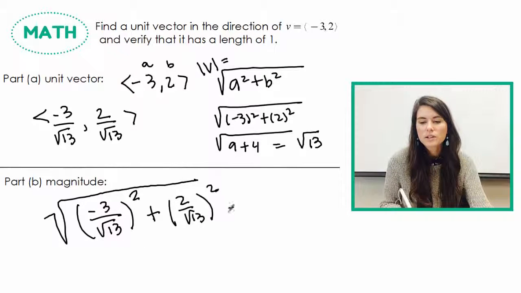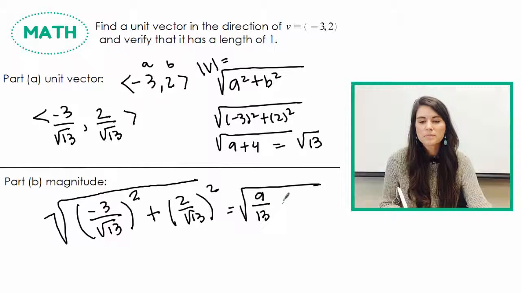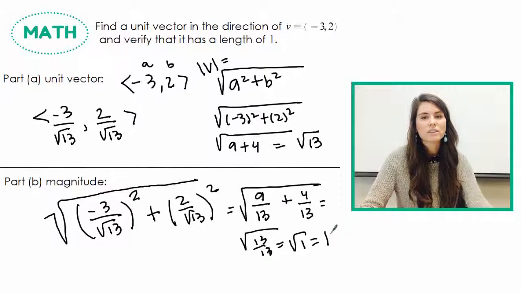So that is going to equal the square root of -3 squared, which is 9. The square root of a number squared is just the number. Plus 2 squared is 4. Again, that's going to be 13, so that's going to equal the square root of 13 over 13, which is the square root of 1, which is in fact 1. So all I've done is prove that I did create a vector of magnitude 1.